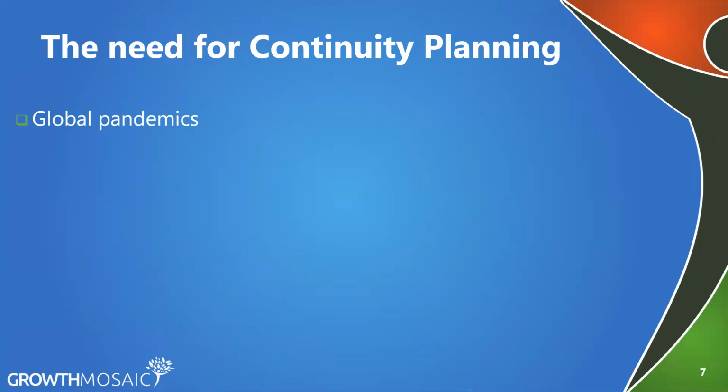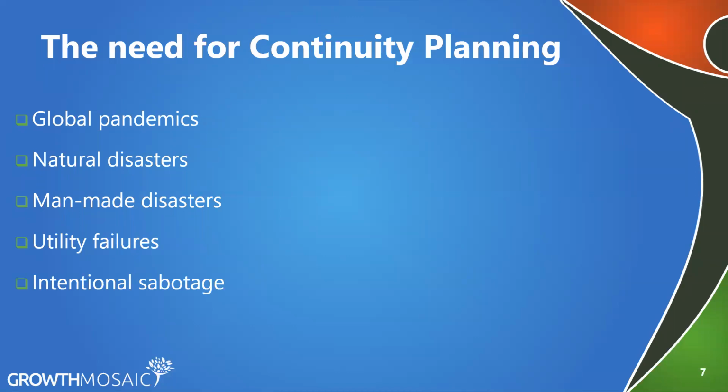So what are the needs for continuity planning? Again, I'm using the first one, COVID-19, so global pandemics. We have natural disasters like people mentioned in the chat box, floods, etc. Man-made disasters. So this includes things like someone mentioned earlier, cyber attacks. So these are man-made sort of disasters where it's due to human error. It's not a force of nature.